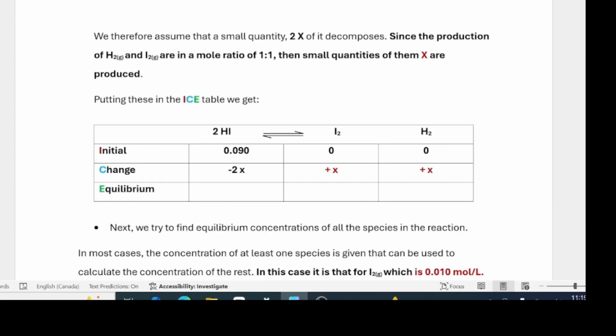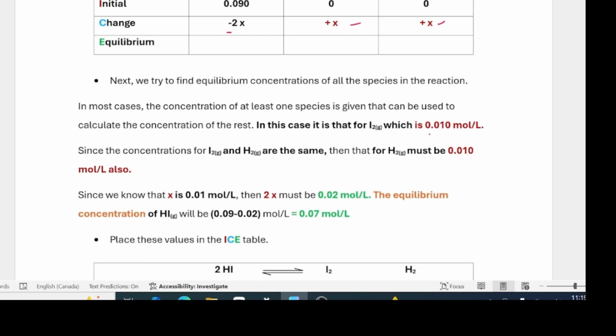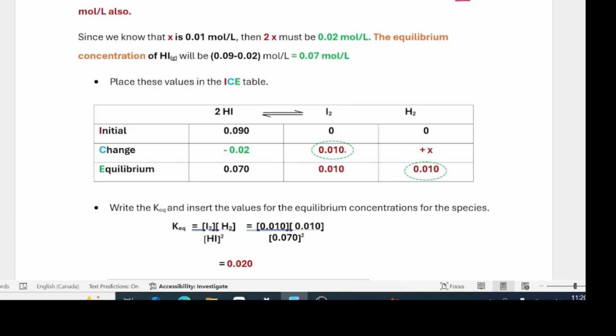So look at this now. 2x of this is going to break apart, and you're going to get an equal number of that and that, which you say is x and x. They have given you that for the final concentration of iodine. So the point is made that because these two here are the same, the hydrogen must also be that. So this is iodine, which is here. The hydrogen must be this.